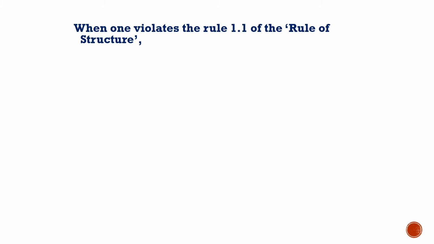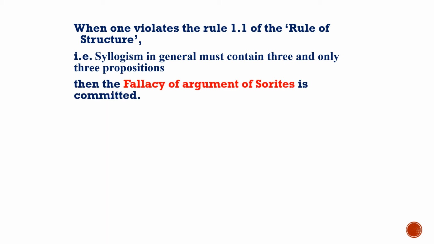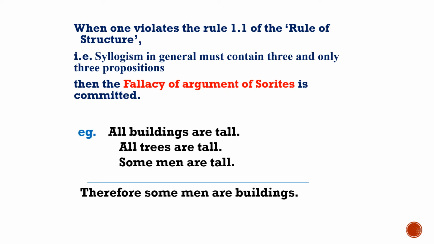Now when one violates the rule of categorical syllogism, that is 1.1, the rule of structure, that the categorical syllogism must contain three and only three propositions, then we commit the fallacy of argument of syllogisms, and the argument ceases to be a categorical syllogism. Let us take an example. All buildings are tall, all trees are tall, some men are tall, therefore some men are buildings.